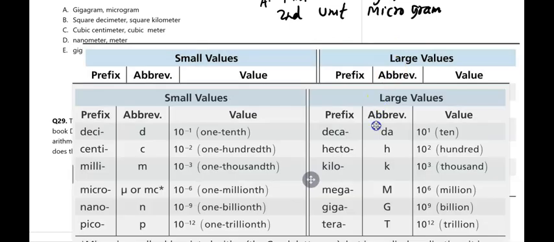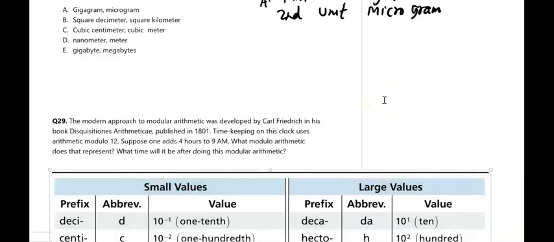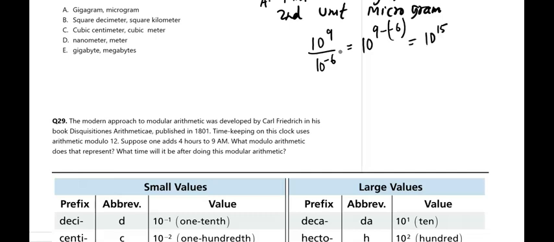So what you're going to do here is this. You put the giga on the top, 10 to the power 9, divided by micro on the bottom, 10 to the power -6. Using the exponent rules, you do 10 to the power 9 minus -6, and you get 10 to the power 15. So we can say that a gigagram is obviously larger than a microgram. Giga is bigger than micro. So I should say 1 gigagram equals 10 to the power 15 microgram.